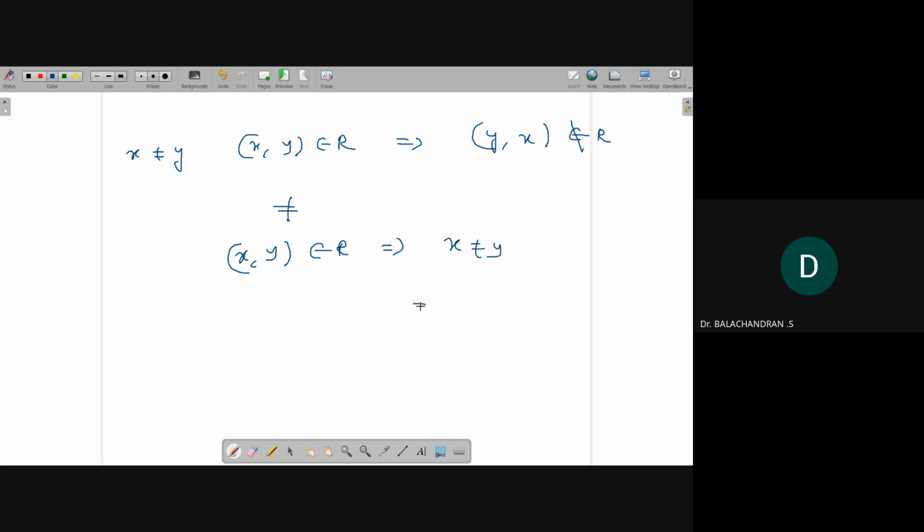But this implies y is also not equal to x. So y not equal to x means y comma x is in R. But I need to prove y comma x should not be in R. Here y comma x is in R. That's why this relation is not antisymmetric.